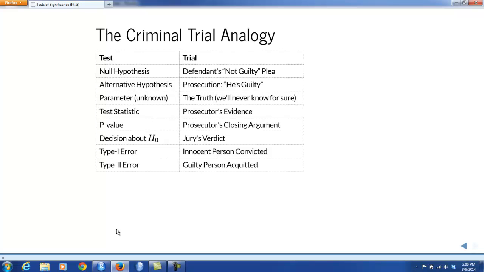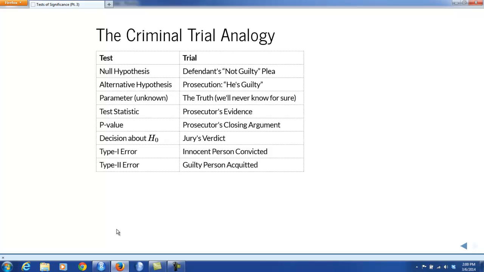Well, the p-value is a lot like what the prosecutor might do in closing arguments. The prosecutor might say, look, suppose this defendant did not commit the crime in question. Then what are the chances that we would find such things as the bloody glove in the back of his car, the defendant's DNA all over his clothing, etc., etc. The prosecutor is essentially asking the jury to compute a p-value. And if they find that p-value to be low, to convict the defendant.